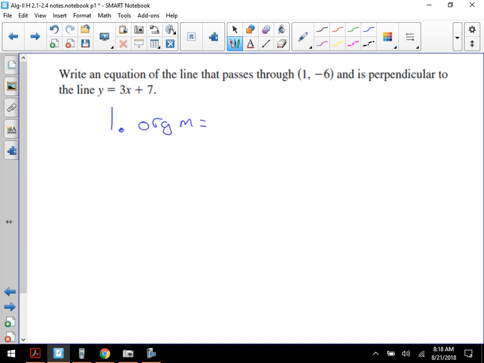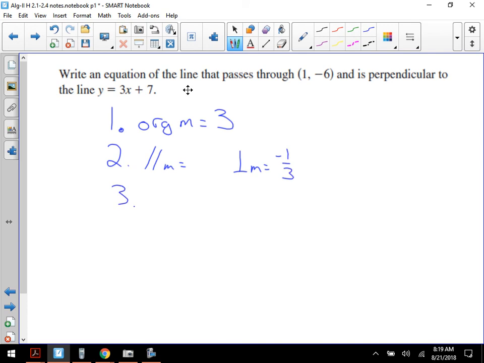What's the original slope of the line that they want you to be perpendicular to? 3. So the original slope here is 3. Step number 2. Is it a parallel slope or is it a perpendicular slope you're trying to find? Okay, what's perpendicular to 3? Negative 1/3. Okay.